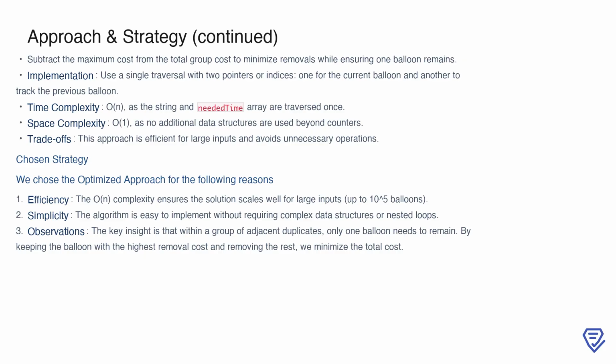This is achieved through a single traversal using 2 indices, one to track the current balloon and another to keep track of the previous balloon. With this approach, the time complexity is reduced to n, as the string and the needed time array are traversed only once. Additionally, the space complexity remains 1, as no extra data structures are required beyond simple counters.